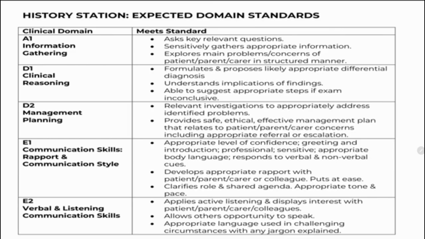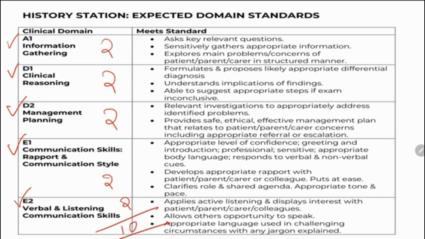In the history station, the candidate will be marked against the domains A1, D1, D2, E1 and E2. The maximum is 2 marks for each domain. So with a total of 5 domains, there are 10 marks for the history station. The candidate will get full marks for the A1 domain if the candidate asks the key relevant questions, is very sensitive in gathering the information, and explores the main problems and concerns of the parent or patient in a very structured manner.